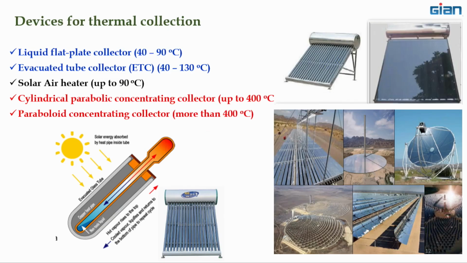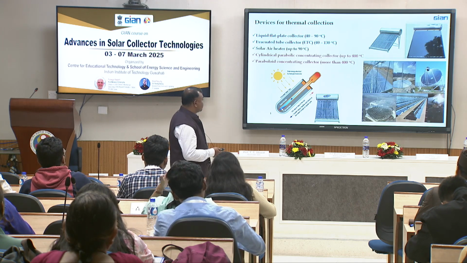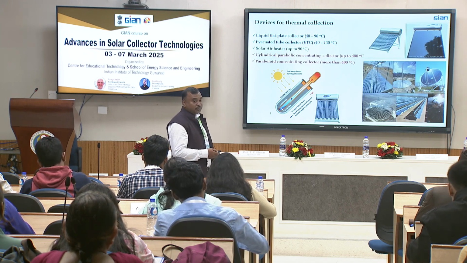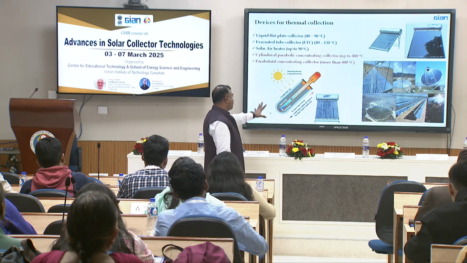Now, these are the devices for solar thermal collection. It may be a liquid flat plate collector. If your temperature requirement is about 40 to 90 degrees, then you can go for this kind of collector. Then evacuated tube, you can go beyond 100. Then solar air heaters, then cylindrical parabolic concentrators if your temperature requirement is up to 400 degrees Celsius. Okay, and then paraboloid concentrating collectors, they can go beyond 400 degrees Celsius. So, it may be 600 degrees Celsius. So, there are some snapshots of those technologies.